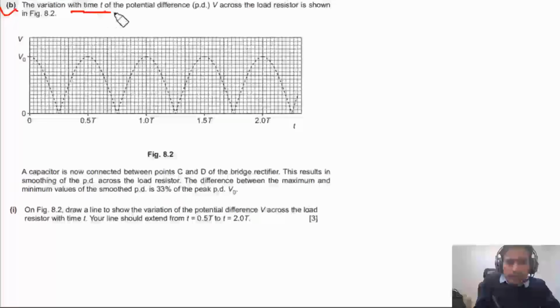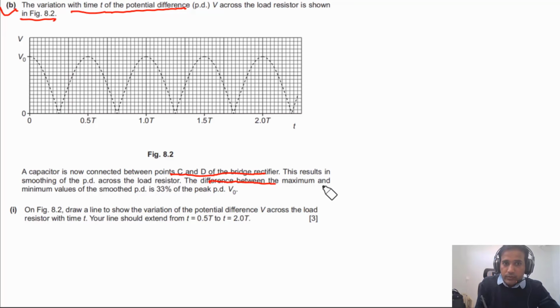Part B says the variation with time t of the potential difference V across the load resistor is shown in figure 8.2. The capacitor is now connected between points C and D of the bridge rectifier. This results in a smoothing of the PD across the load resistor. The difference between the maximum and minimum values of the smoothed PD is 33% of the peak value. On figure 8.2, draw a line to show the variation of the PD V across the load resistor with time t. We need to draw at least from here to here. So the difference between maximum and minimum is 33%.